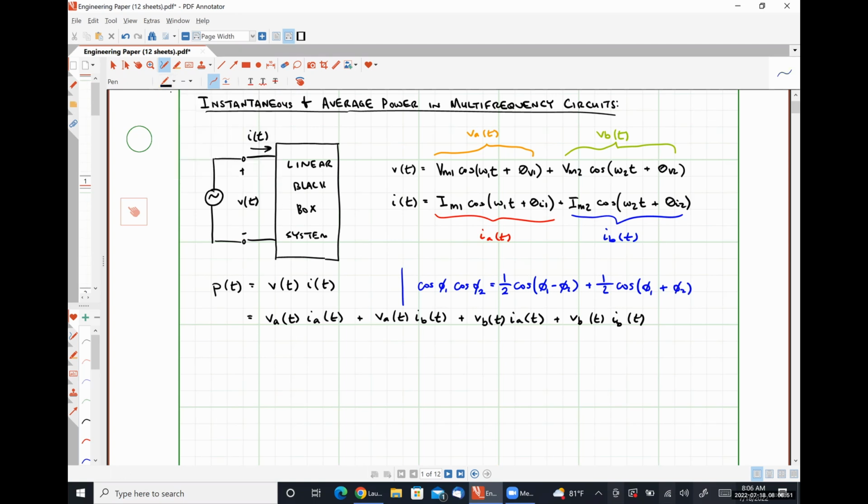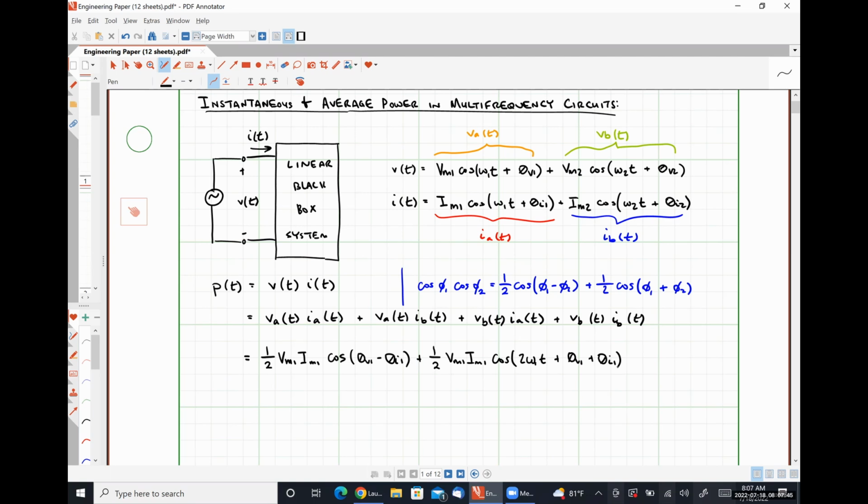So applying this trig identity, what we're going to get when we multiply VA times IA will be 1/2 VM1 IM1 cosine theta V1 minus theta I1 plus 1/2 VM1 IM1 cosine twice omega 1t plus theta V1 plus theta I1.